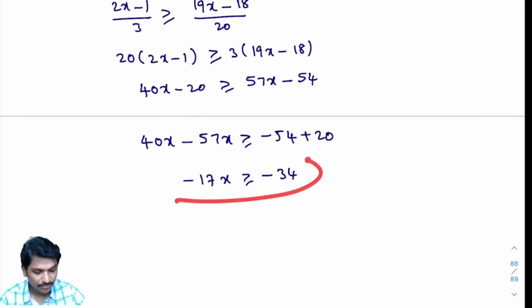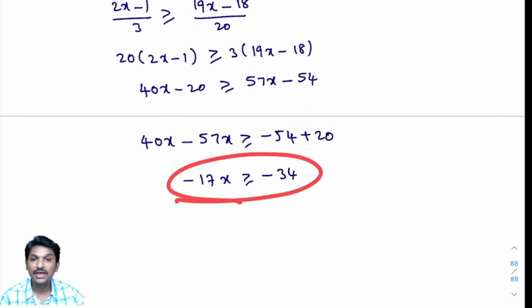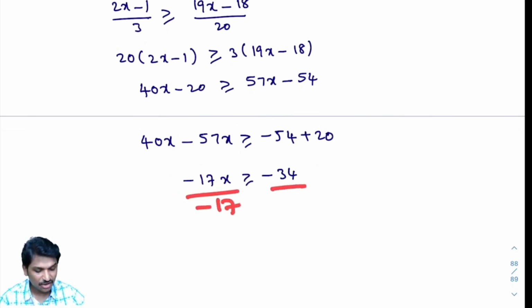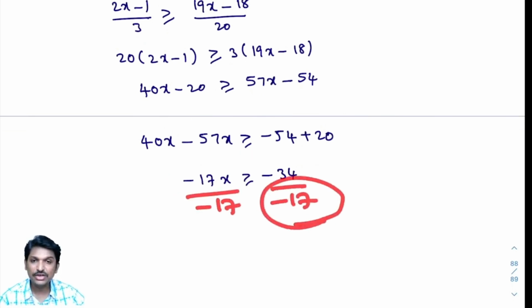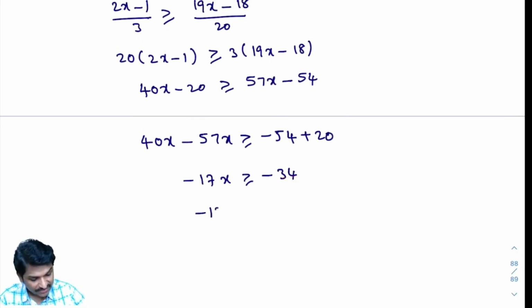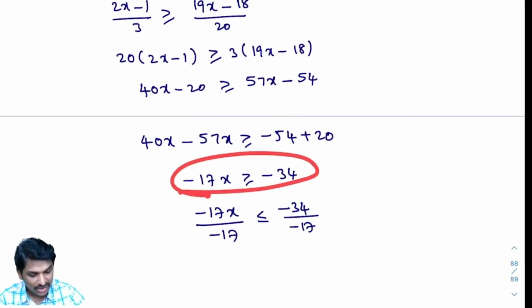I want x values now. To get x values, you divide both sides by minus 17. Minus 17 is a negative real number, right? For an inequality, if we divide by a negative real number, the inequality sign changes. This greater than or equal to changes to less than or equal to. So here, minus 17x divided by minus 17, greater than or equal to changes to less than or equal to. Why? Because for this inequality, I am dividing by a negative real number.